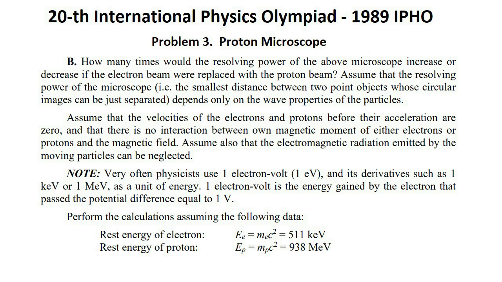Perform the calculations assuming the following data. Rest energy of electron is 511 kilo electron volt. Rest energy of proton is 938 mega electron volt.